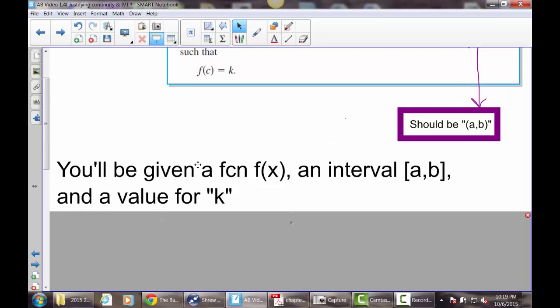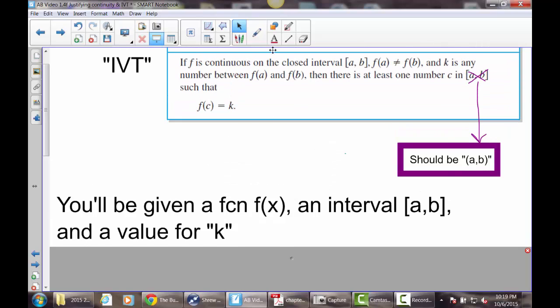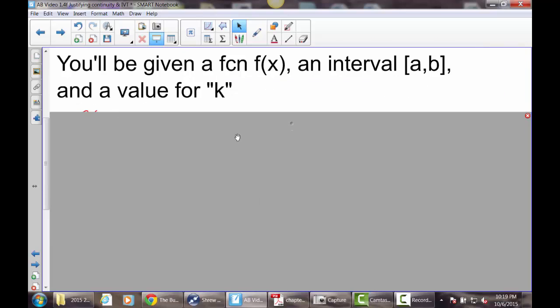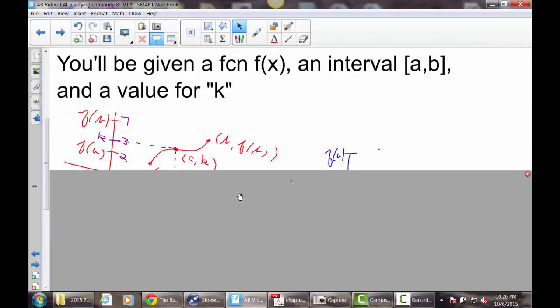Now, I do want you to realize they're going to give you the function, they're going to give you the closed interval from a to b, and they're going to give you a value of k. You have to have all three things if you're going to be able to use this theorem and find this c, the value of x that will make this theorem true.